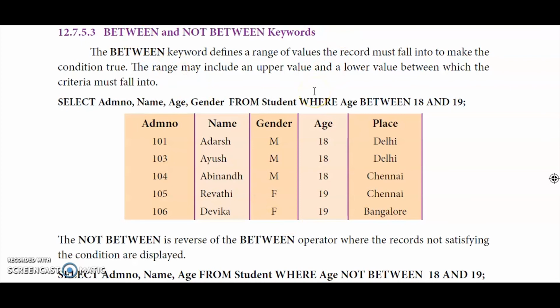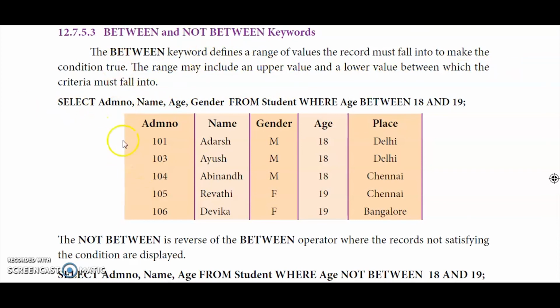So the between keyword defines a range of value that record must fall into it to make the condition true. So the range may include an upper value and a lower value between which the criteria must fall into. Include upper value and lower value.